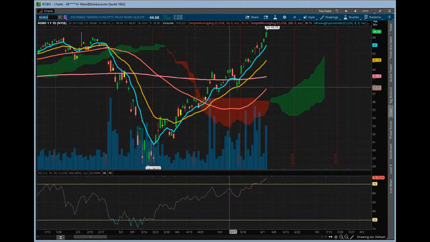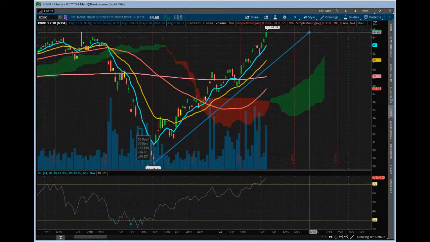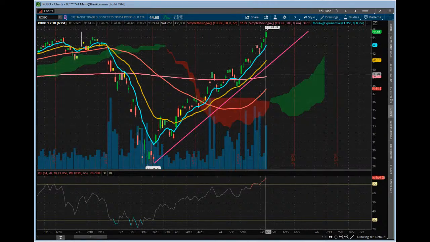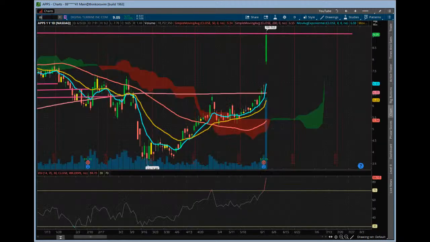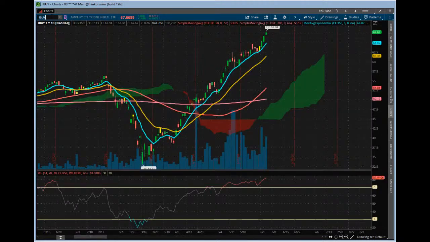Let's see a Robo. Robo. Nice. Yeah, looking pretty good right here. Holding its trend line, holding the 8, 21, 200, 50. Looking good. Pretty strong right there. Apps, I know, we just looked at. Huge move on that one. The iBuy. Yep, online retail, strong. It was strong the last couple days, like with Chewy and stocks like that. So good stuff. Even a little STC off of that one.